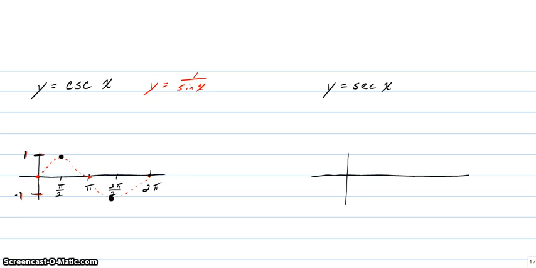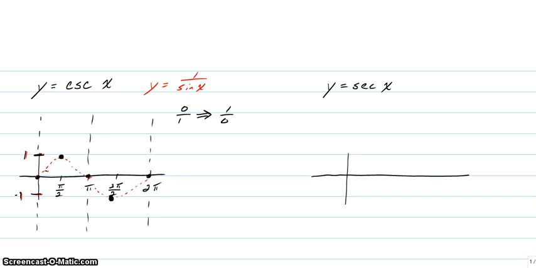Let's take a look at the reciprocal of the outputs of 0. So wherever the sine graph crosses the x-axis, that's an output of 0. Well, the reciprocal of 0 is actually undefined. If you think about that, if I have 0 over 1 and I take the reciprocal, that gives me 1 over 0. So 1 over 0 is undefined, which means this is where we're going to have the asymptotes for our graph.